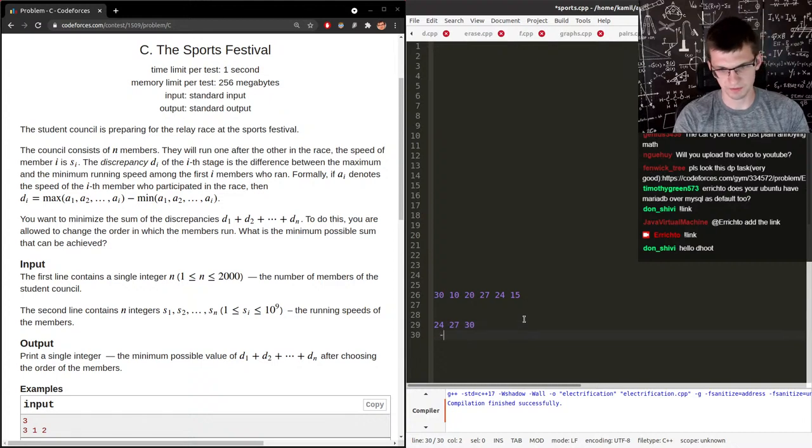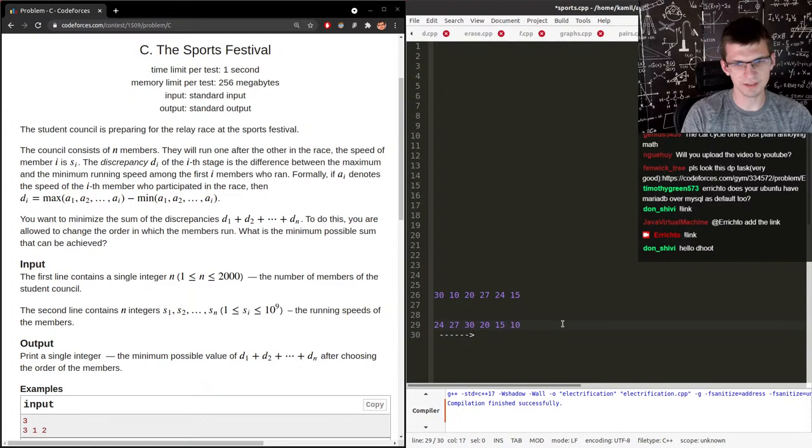For now we are considering greedy. Always choose such a value that right now the maximum minus minimum will be the best, so smallest. So here 30 is the best, then I would add 20, 15, and 10. And I believe that this is the best we can achieve in this test. I think that this is optimal.